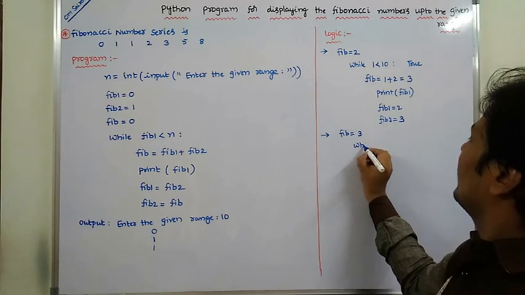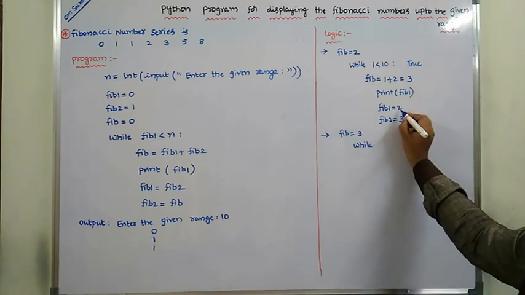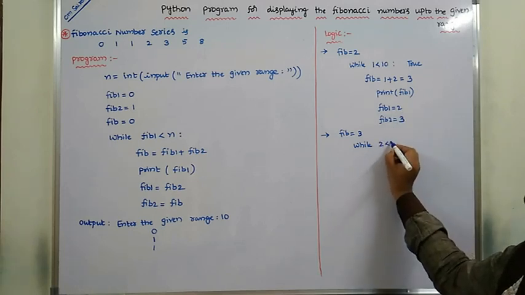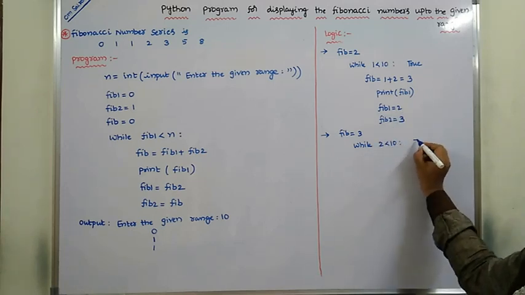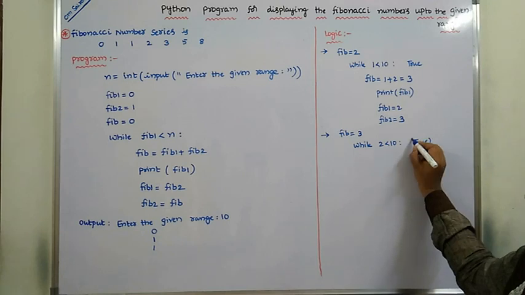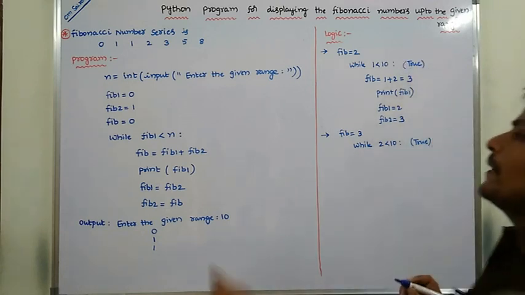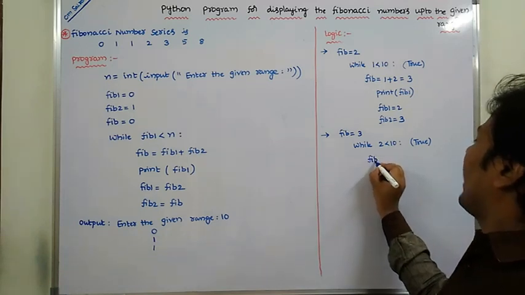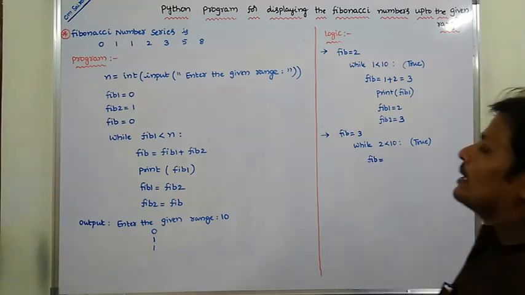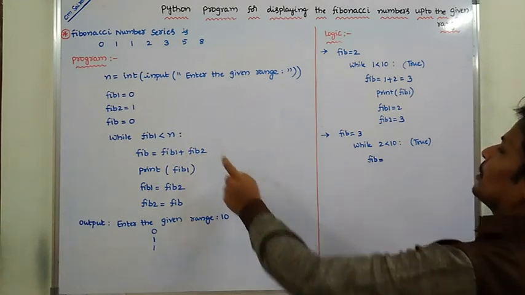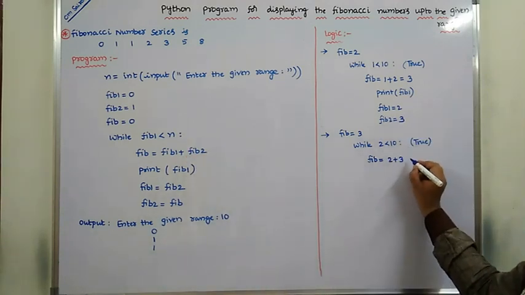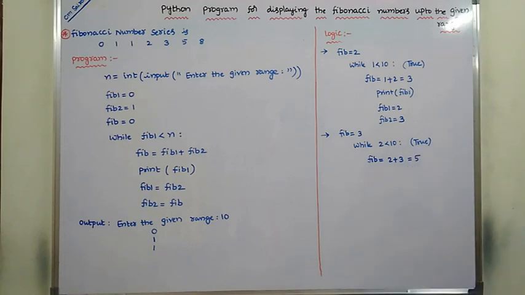Next, while Fib1. Fib1 is nothing but 2. 2 less than 10, the condition is true. Okay. Then if the condition is true, the statements within the while loop are executed. Fib is equal to Fib1 plus Fib2. Fib1 value is 2, and Fib2 value is 3. 2 plus 3 is equal to 5.